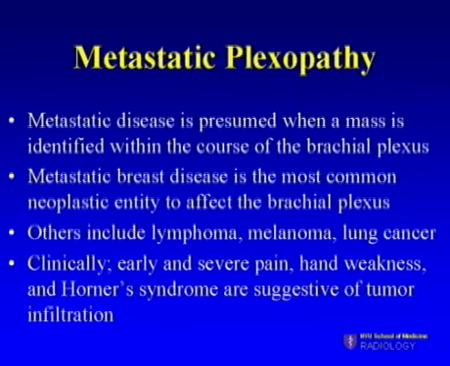Metastatic disease is presumed when a mass is identified within the course of the brachial plexus. Metastatic breast disease is the most common neoplastic entity to affect the brachial plexus. Others include lymphoma, melanoma, and lung cancer. Clinically, patients present with early and severe pain, hand weakness, and they may present with Horner's syndrome, and these are more suggestive of tumoral infiltration.